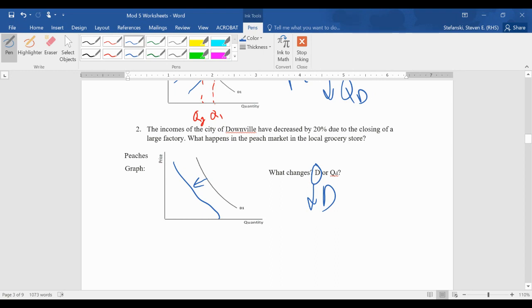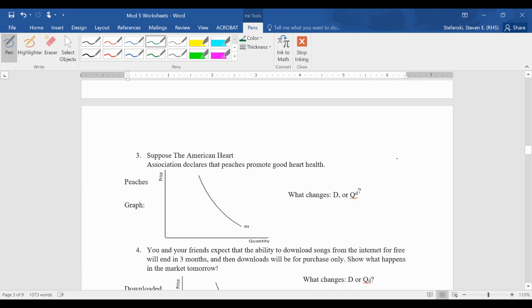Now, once again, if we had the supply curve, which we don't, but if we had the supply curve there, we would see that the equilibrium price would fall with that shift. But that will be once we put the supply and demand curves together. Because there's a decrease in income, we're making the assumption this is a normal good. So therefore, the demand curve will shift to the left. So this is a shift left, and it's a decrease in demand. So that's number 2.